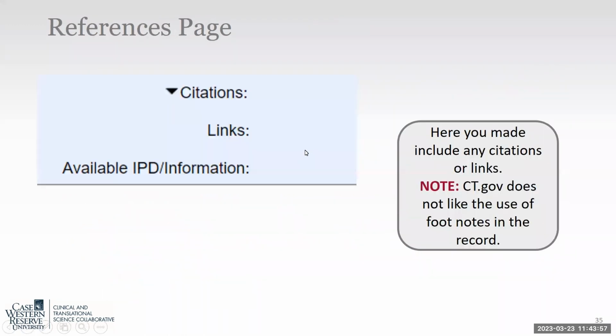The references page is going to ask for citations, links, and available IPD information. This page is not required. Some people like to have a link to their lab or any kind of links like that, so you can use this here. ClinicalTrials.gov does not like the use of footnotes in the record, but you can use this page if you have any citations you want to list.